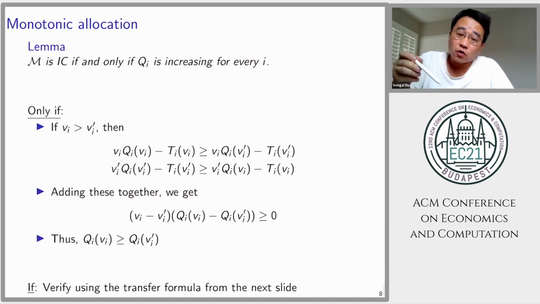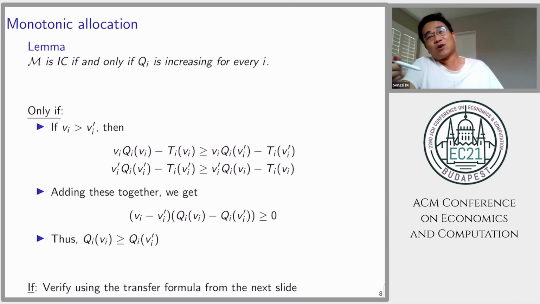Okay, so this is a well-known lemma that a direct mechanism is incentive compatible if and only if the interim expected allocation function is increasing with reported value for every bidder I. Okay, so the proof is very standard, right? So I have written the only if direction of this lemma here.